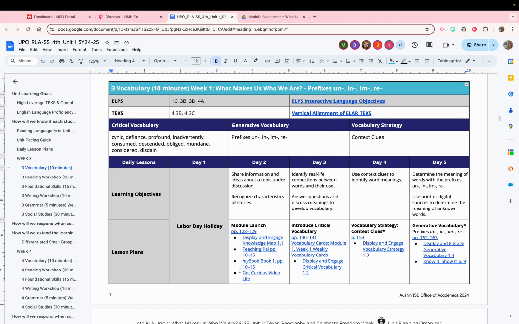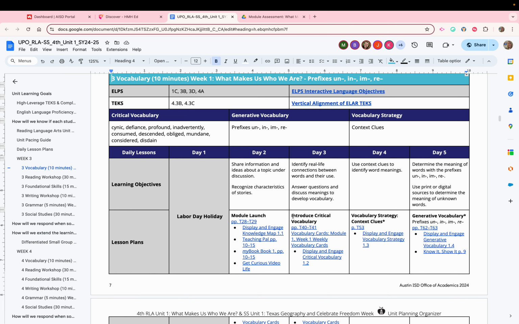Then the rest of the week is going to be a critical vocabulary day, a vocabulary strategy day, and a generative vocabulary day. And this pattern follows every single week. So just for an example, here's the first week of the unit, and you see the module launch, the critical vocabulary, the vocabulary strategy, and the generative vocabulary.